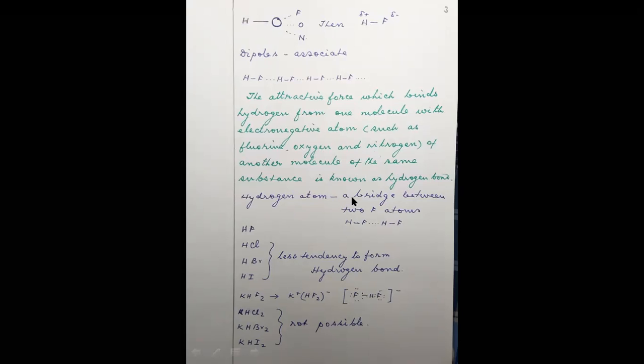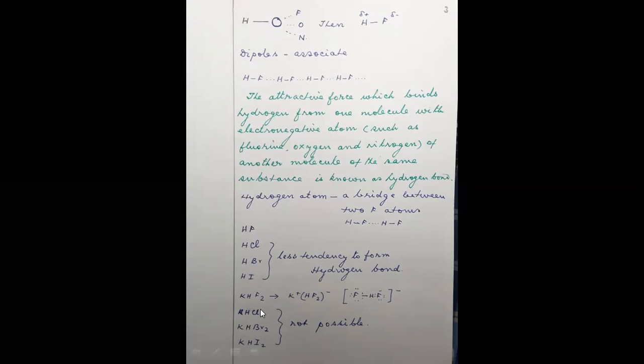So the hydrogen atom is bridging between two fluorine atoms of the molecule. Look here, if this is a fluorine, this is another fluorine. On one side it is covalently bonded, and on the other side it is hydrogen bonded. Therefore, this hydrogen is functioning as a bridge between two fluorine atoms. And because of this, what happens? HCl, HBr, HI have less tendency to form hydrogen bonds, whereas HF has more tendency to form hydrogen bonds.